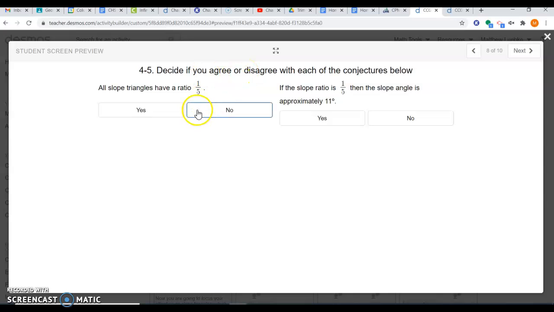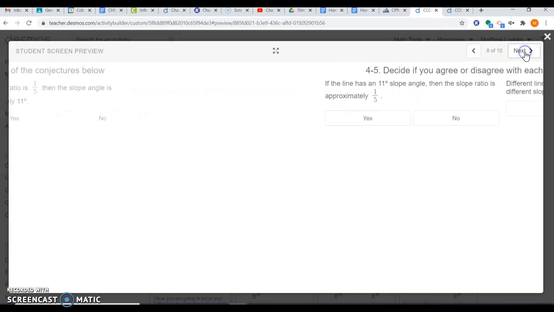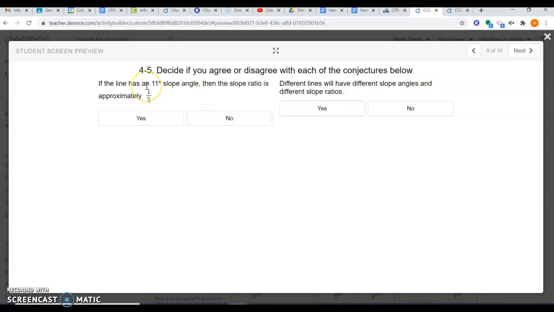Did all triangles have a slope ratio of 1/5? If the slope ratio is 1/5, is the angle going to be approximately 11 degrees? What about if it had an 11-degree angle? Is it going to be approximately 1 over 5 for the slope ratio? And do different lines have different slope angles and different slope ratios?